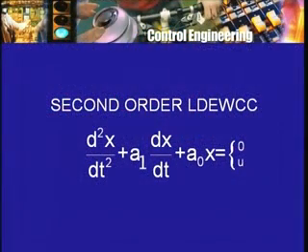Now you will see why I wrote that coefficient as a0 first, and now I am writing two coefficients a0 and a1. a1 multiplies the first derivative, a0 multiplies the function itself, or if you wish I can call it the zeroth derivative, and the second order derivative is multiplied by just 1, therefore I do not write it. If it was multiplied by some number, I would have divided the equation by that number and therefore made that coefficient 1. So this is the second order LDEWCC.